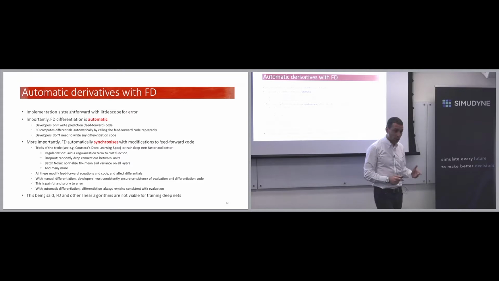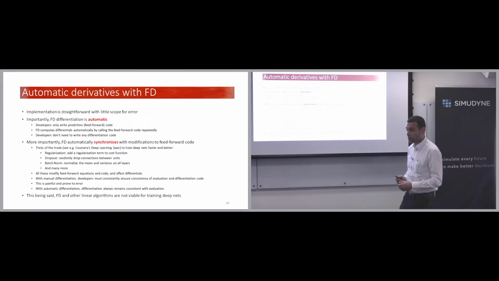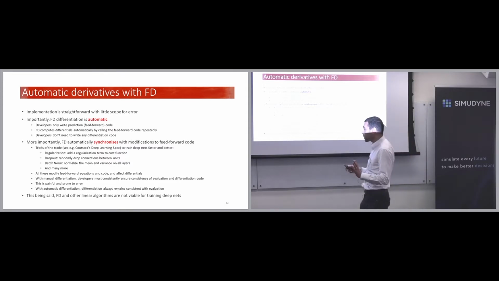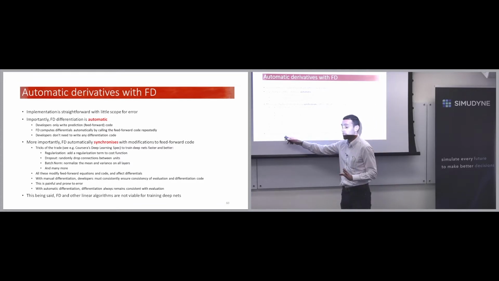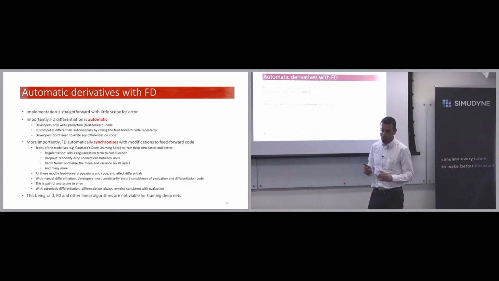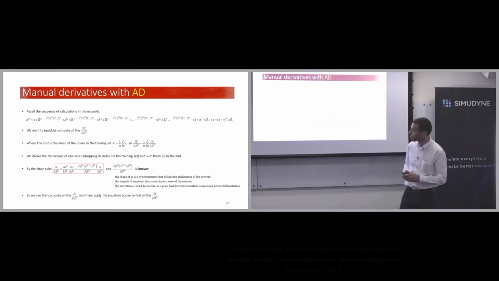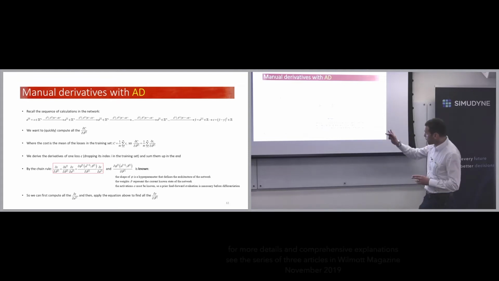So what we are going to do now is that first we are going to find a faster way to compute derivatives, and then we will see how we can make it automatic. It will never be as automatic as finite differences, but we will try to make it as automatic as possible. So this is our goal for the next 3 hours. All right? So manual derivatives with AD, adjoint differentiation.